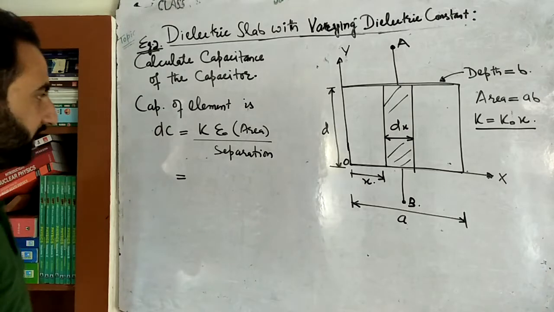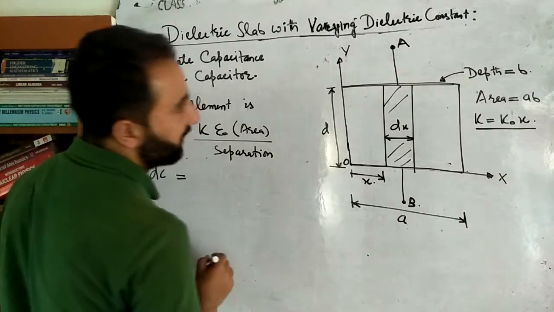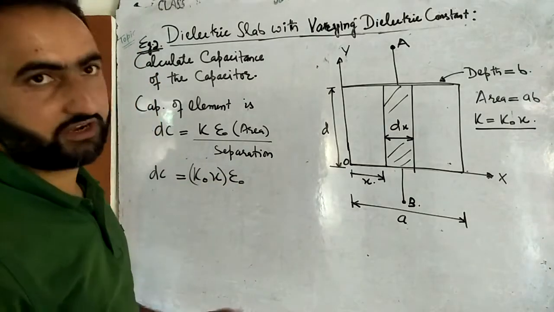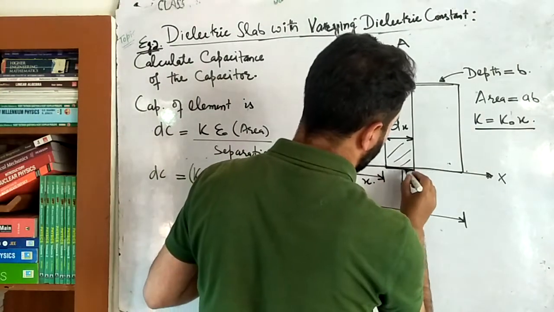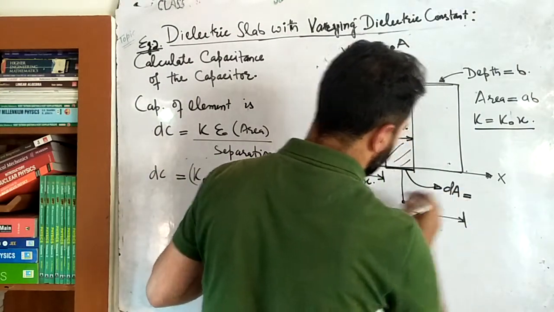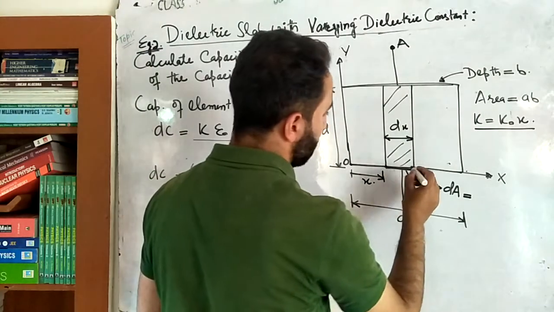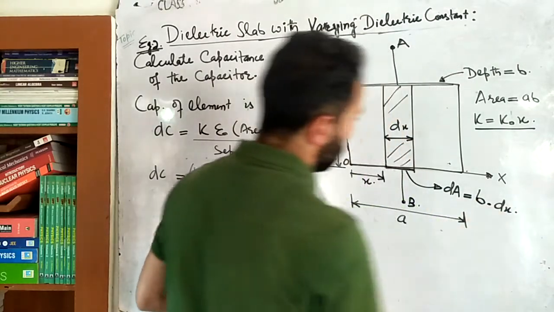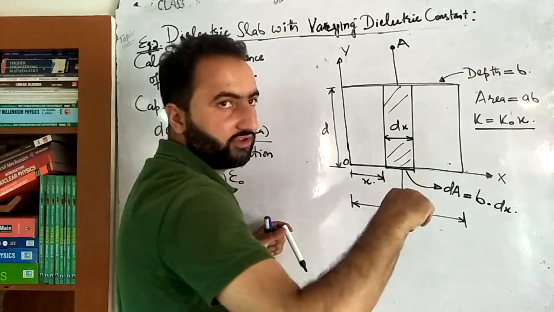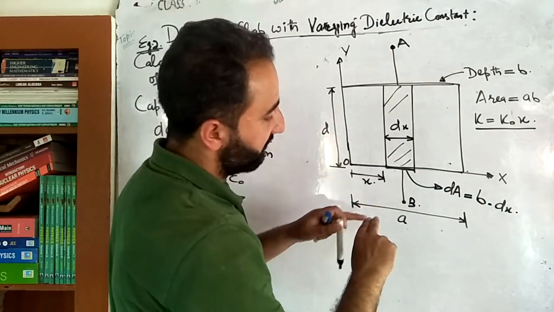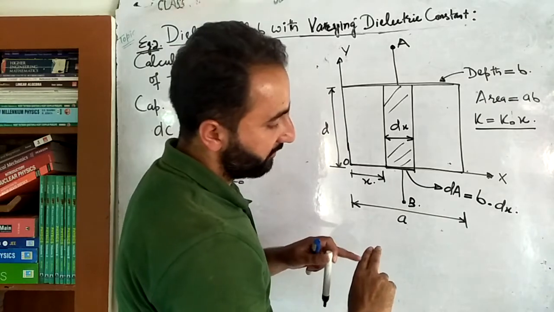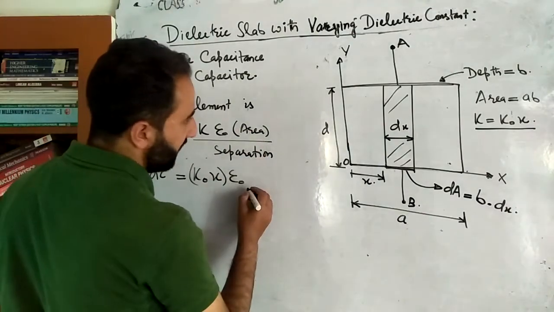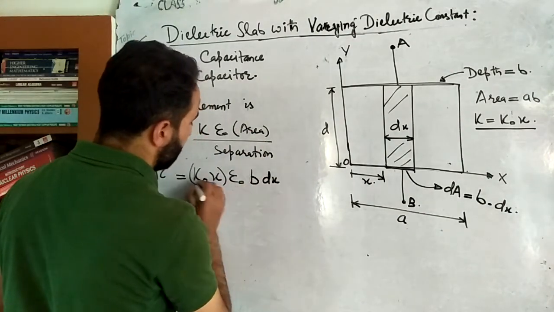This is the way we define it. So dC will be equal to K naught multiplied by x, multiplied by epsilon naught multiplied by the area of the plates. This time the area will be dA, which is equal to its depth, B, multiplied by dx. It is like a rectangular strip whose width is dx and whose depth is B. So that is B into dx. So dA, the area, is B multiplied by dx, divided by the separation between the plates.